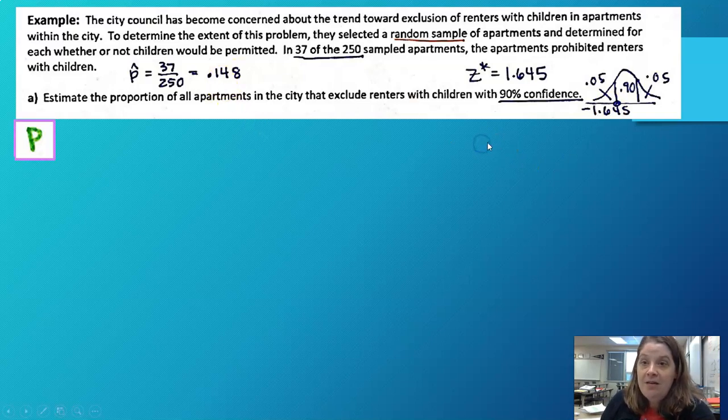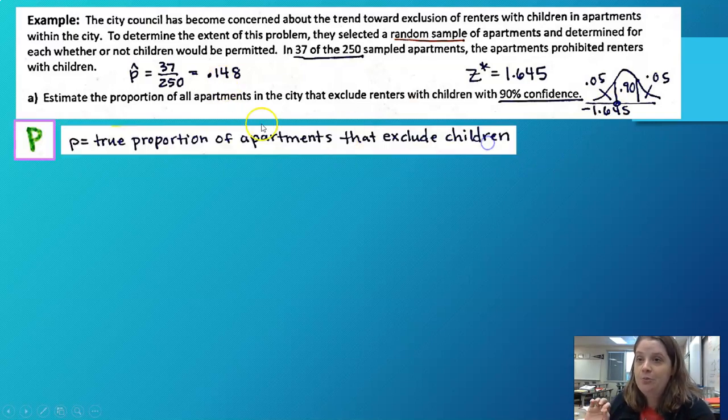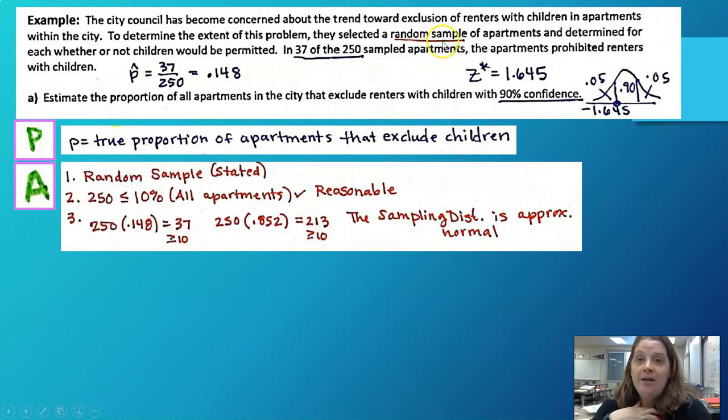So I'm going to start with P. I'm going to define the parameter. So the parameter is the true proportion, the proportion of all apartments that exclude children. Okay, the true proportion of apartments that exclude children. Check the assumptions. It is a random sample. I know because that was stated. 250 is the sample size. Is that less than 10% of all apartments? That seems reasonable. I don't know how many apartments are in the city, but it's reasonable to assume that that would be true. And I have to check to see if it's approximately normal. So 250 is my sample size times the p hat value, because I don't know p. That's 37, which is greater than or equal to 10.